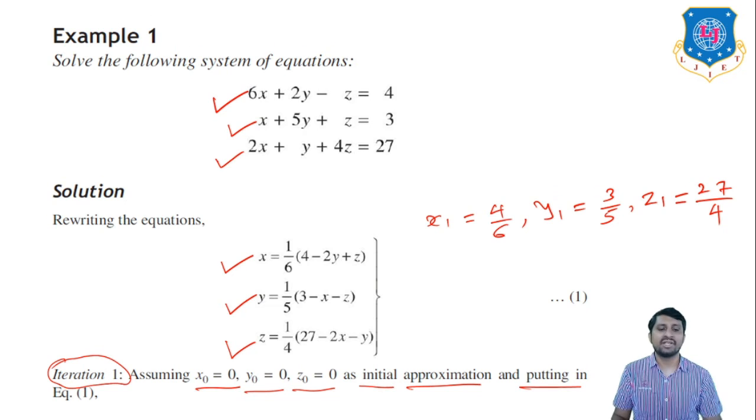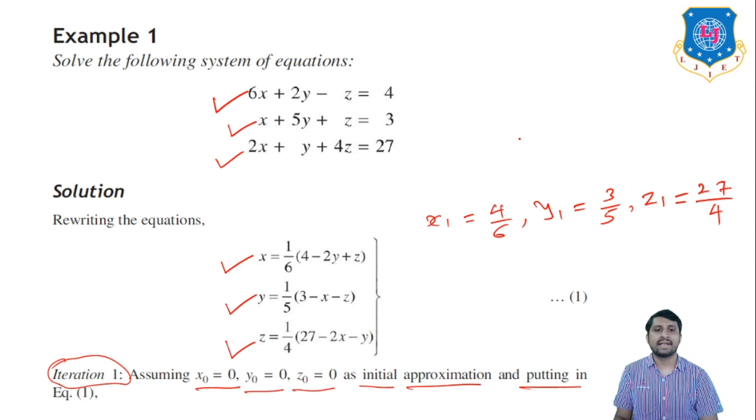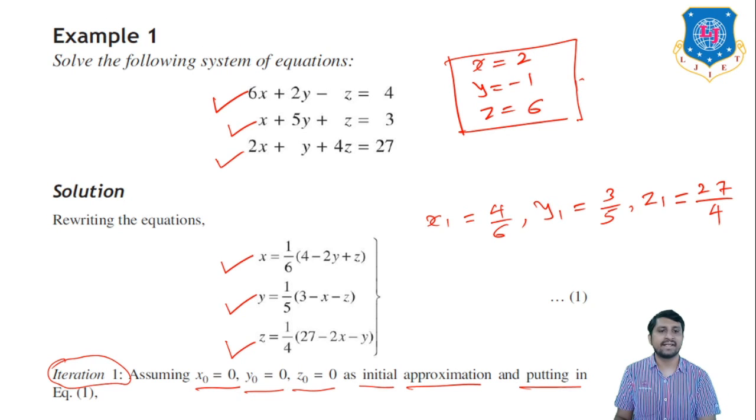If you want to check, put all these values in these three equations. The value of x is 2, y is minus 1, z is 6. If you want to check whether your answer is correct or not, you can easily check. Put all these values here. So 6 into 2, 12, plus, 12 minus 2, 10, minus 6, you will get 4. The first equation is satisfied. Similarly, you can check the second equation and third equation.